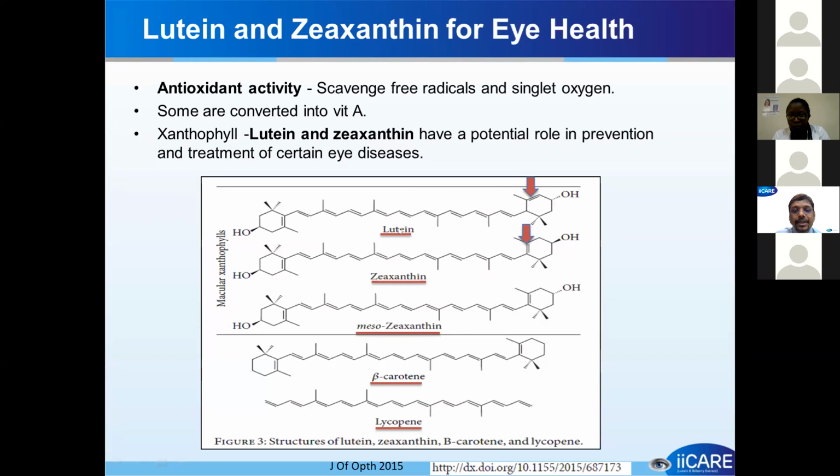And if we look at the differentiation between lutein and zeaxanthin itself, it is in terms of the placing of the double bond. We can see here the difference of the double bond here, and in zeaxanthin it is placed here. So that's the structural variation. And lutein, zeaxanthin, and mesozeaxanthin, as we know, have a strong antioxidant activity, especially exclusively for the eye.